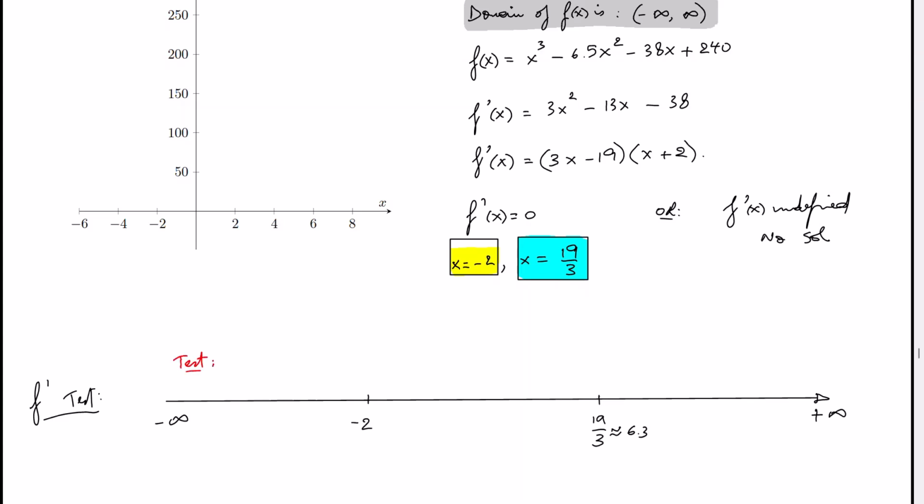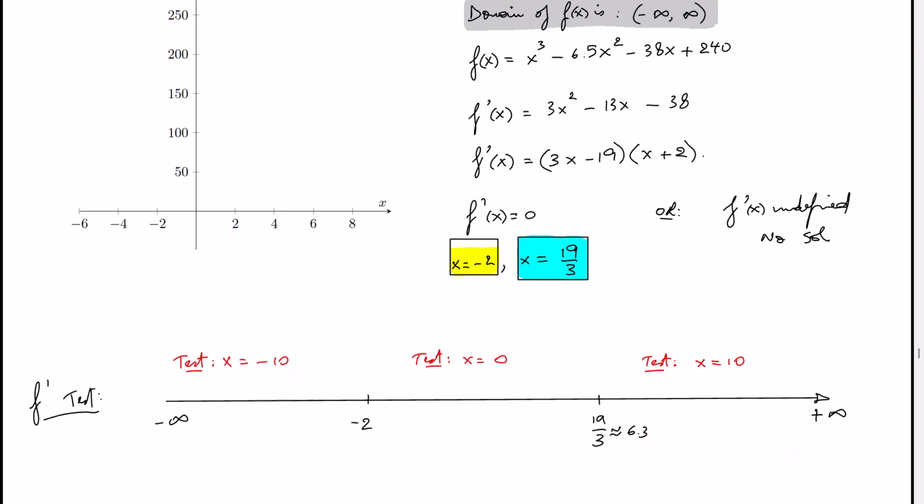So we want to pick a number between negative infinity and -2. Any number works as long as it's between those two values. So I'll go ahead and pick -10. Then I need a number between -2 and 6.3. For the test value there, I'll choose 0, I think that's a good number to pick. And finally, something between 6.3 and infinity, I will choose x equal to 10.